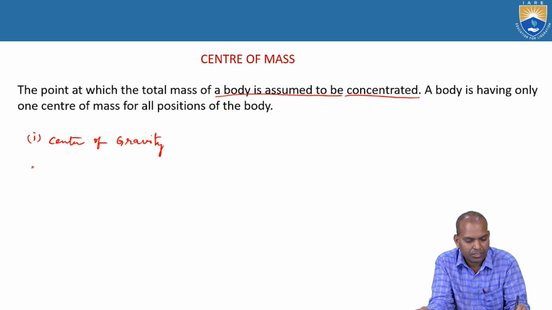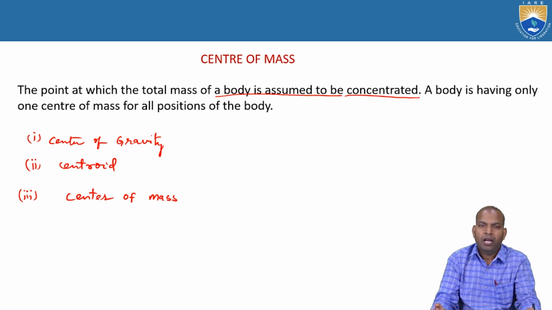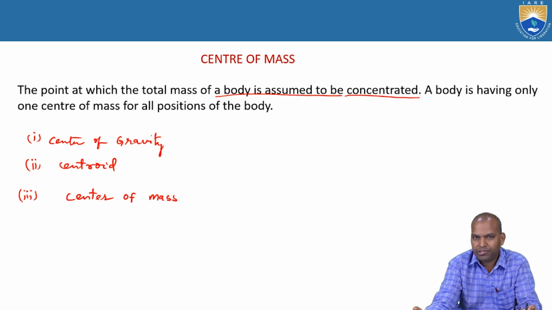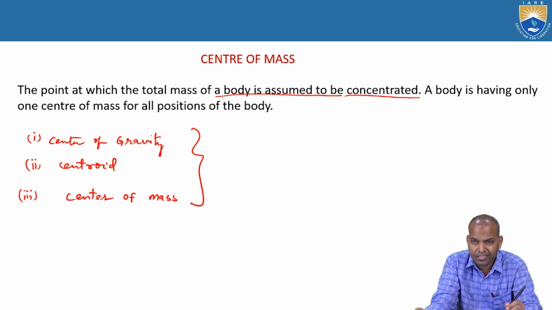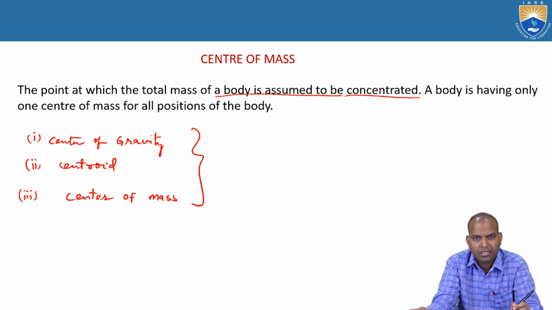And the second term is the centroid. And the third one is center of mass. Now, what is the similarity between these three? The similarity is that the center of gravity means the weight of your body is passing through that point, concentrated there. The point at which the whole weight of the body is concentrated is known as center of gravity.